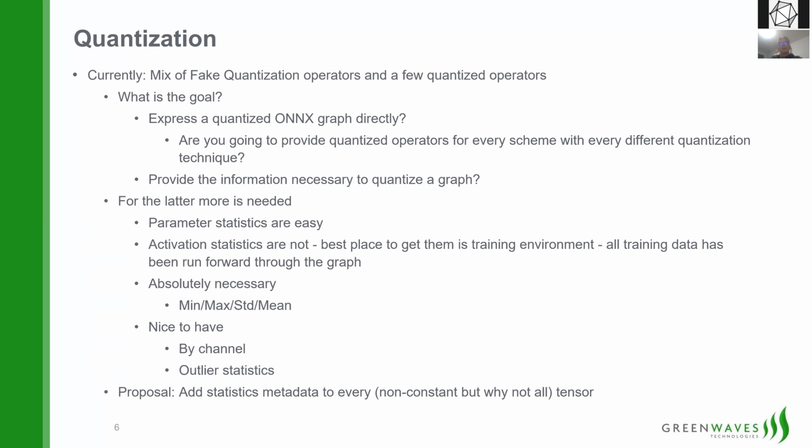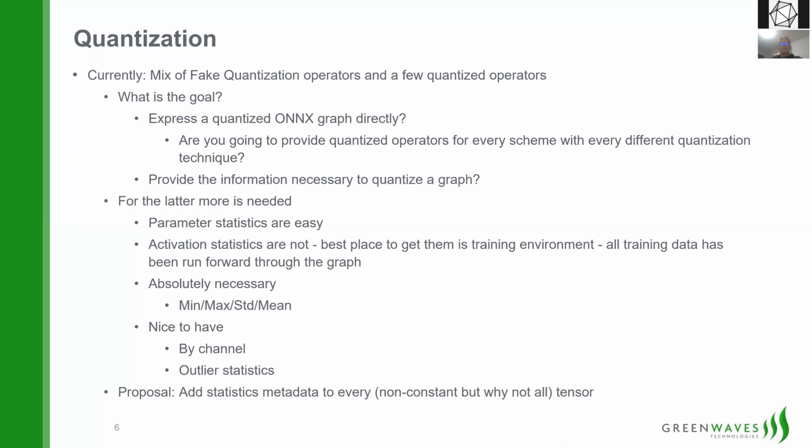It would be really nice to get standard deviation and mean information, and with that we would be very happy and would be able to do quite a bit. We'd be able to map onto our existing quantized operators. It would be nice to have some more statistics, particularly having the min-max, standard deviation and mean by channel, and also potentially adding some outlier statistics in terms of weak and strong outliers. Those would help us do a better job in terms of the quantization.